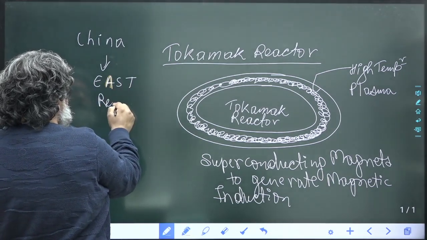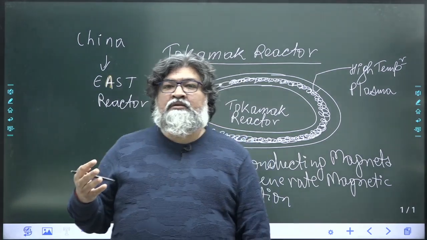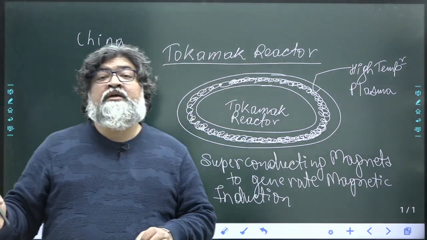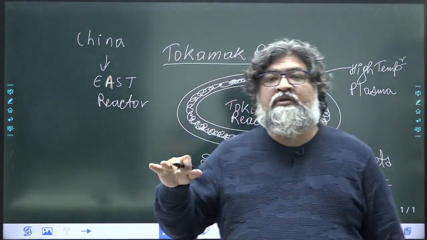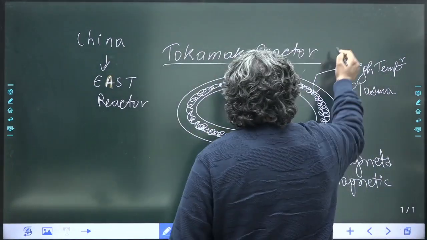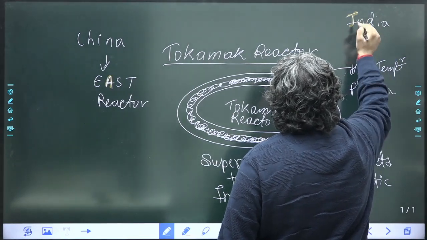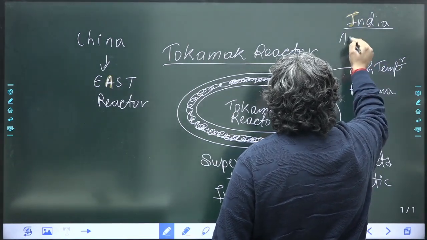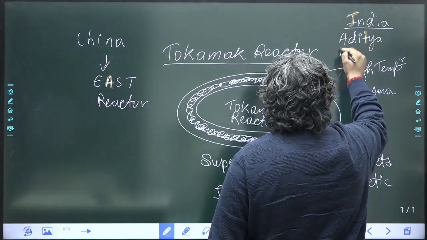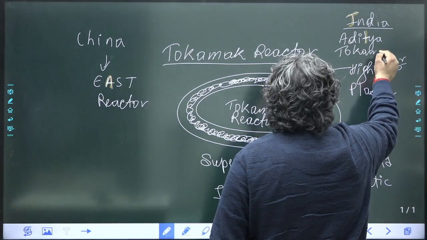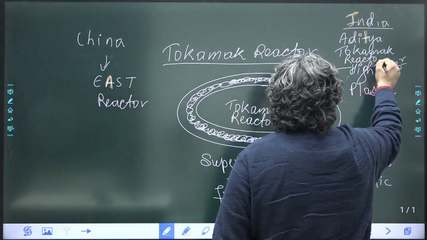That is a tokamak reactor, where a temperature of 1.5 lakh degrees centigrade was achieved. But India also has Aditya. If you look at such reactors from the Indian perspective, India has the Aditya tokamak reactor. We use this one for plasma research, and it is located in Gandhinagar, Gujarat.